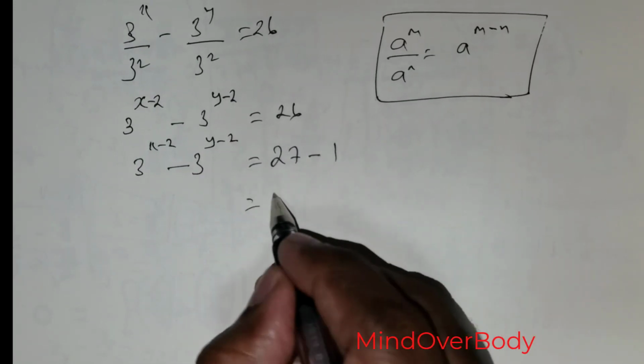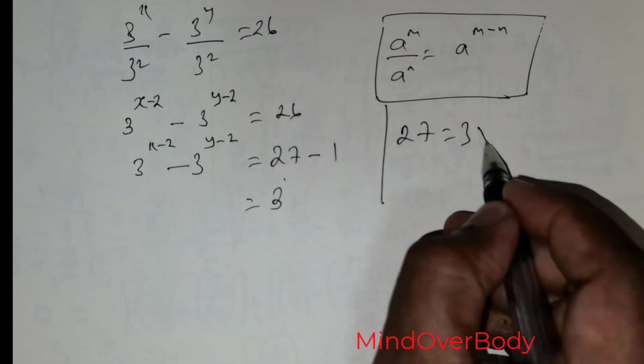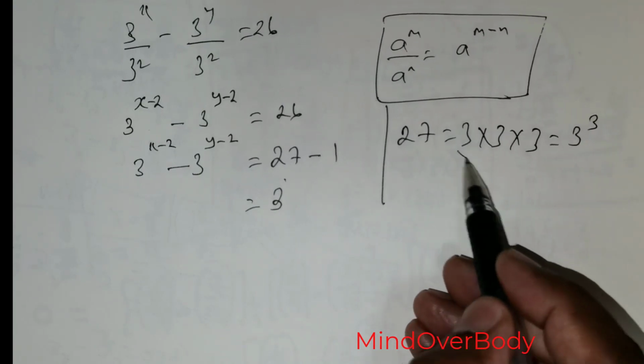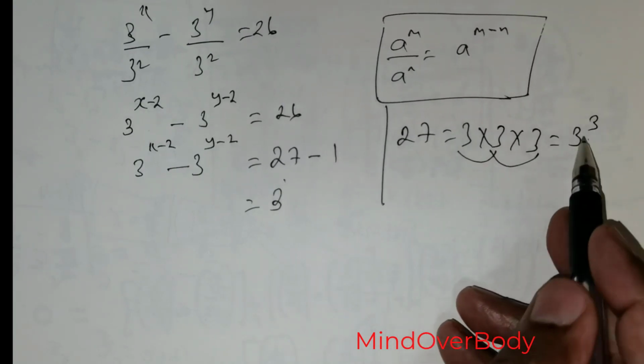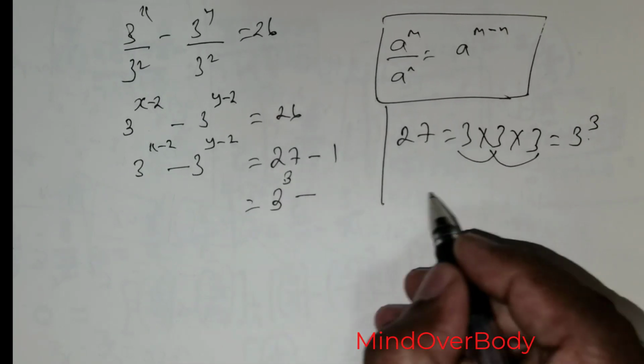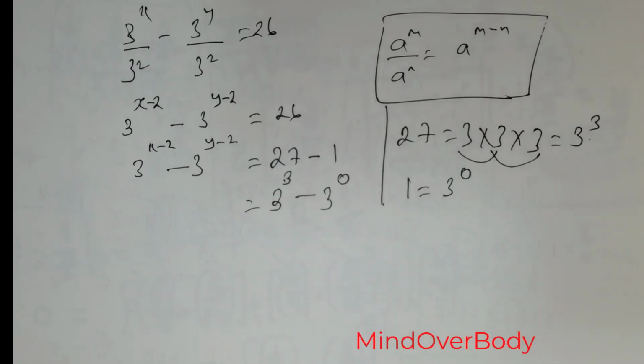Now what is 27? 27 is 3 times 3 times 3. So what is this? This is nothing but 3 raised to the power of 3. 3 3s are 9. 9 times 3 is 27, which can be rewritten as 3 raised to the power of 3. So let me place the 3 raised to the power of 3. Now what is 1? 1 is nothing but 3 raised to the power of 0. So that's what I'm going to write there.